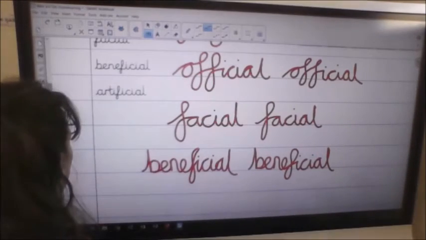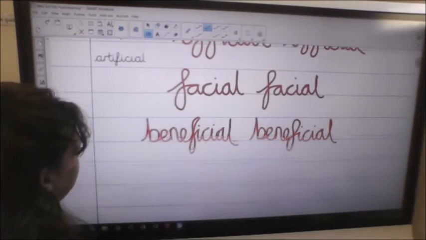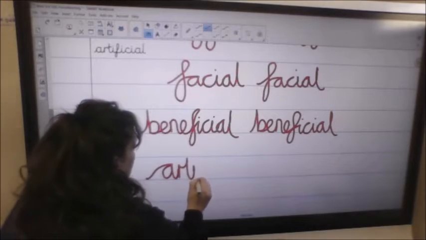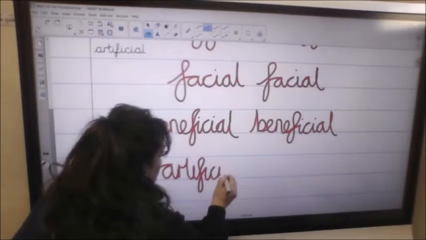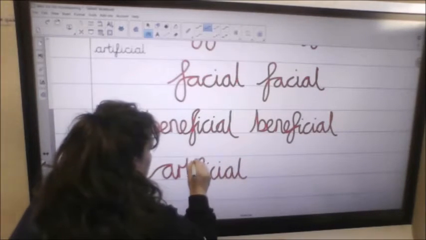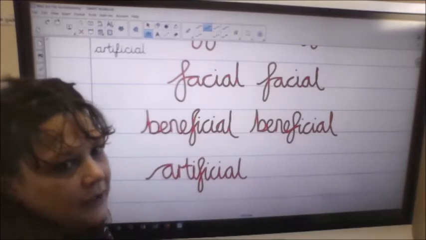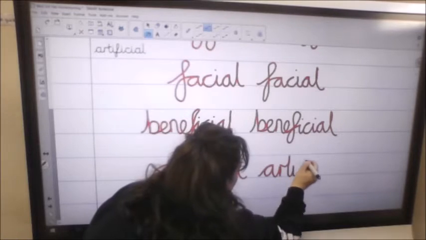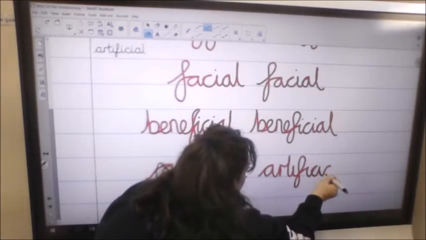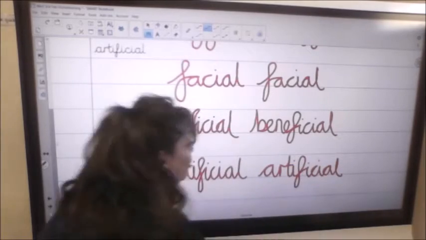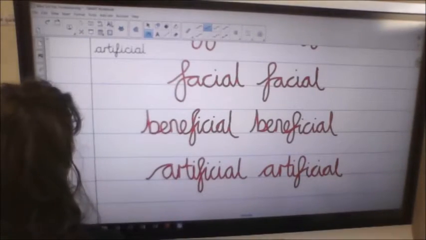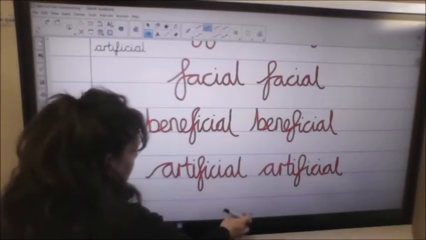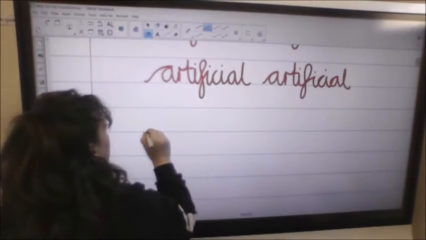Let's have a look at the last word, artificial. We lead into our A, R, T, I, into our F, I, C, I, A, L. Then we can dot and cross, and there's lots of dotting and crossing in that one. Try again. A, R, T, I, into our F, I, C, I, A, L. I think I was a bit too loopy on that F, so I'm going to do one more because I think I can do better. Let me move that down a little bit. Let's try again.